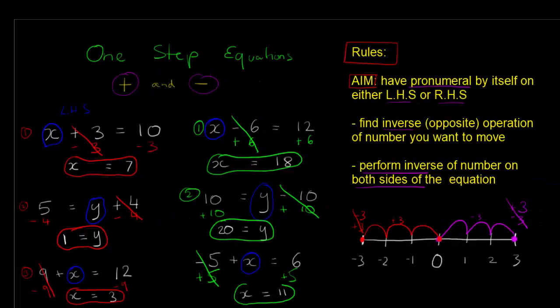x equals 11. Alright, so the aim is to have the pronumeral be by itself, on either the left hand side or right hand side. How do we do that? We find the inverse of what we're trying to move. So here, if we're trying to move plus 3, then we'll do minus 3 to both sides. And again, we have to do both sides because an equation is equal on both sides. So if we do it to one side, we have to do the same thing to the other side. But by the end, we want to have just one answer: x equals something, y equals something, or whatever else is our pronumeral of choice.